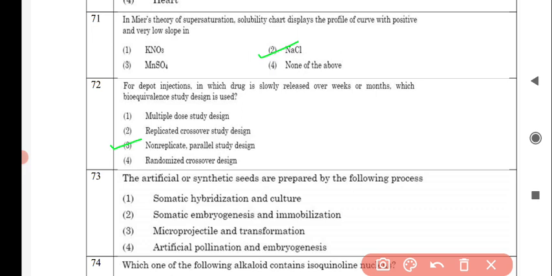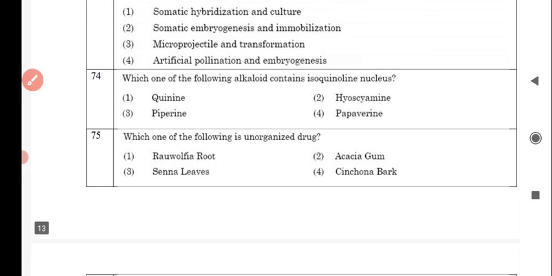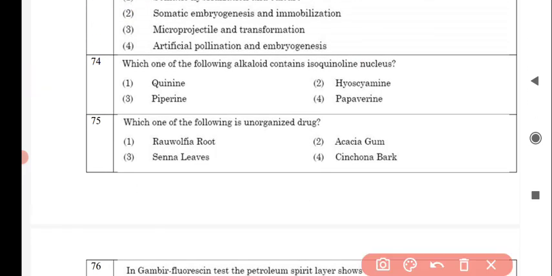Next question is the artificial or synthetic seeds are prepared by the following process, and the correct answer is option number 2, by somatic embryogenesis and immobilization. Next question is which one of the following alkaloid contains isoquinoline nucleus, and the correct answer is option number 4, papaverine. Next question is which one of the following is unorganized drug, and the correct answer is option number 2, acacia gum.